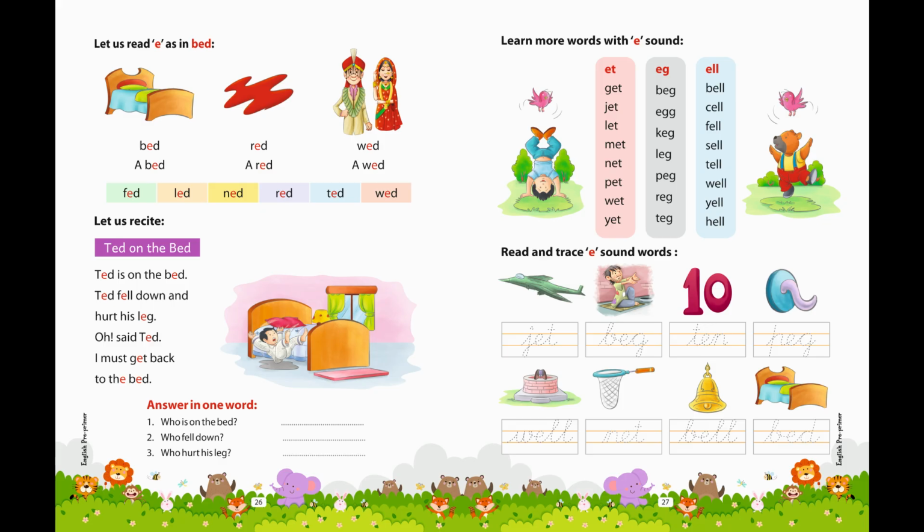Let's read a short poem. Ted on the bed. Ted on the bed, Ted is on the bed. Ted fell down and hurt his leg. Oh, said Ted, I must get back to the bed.